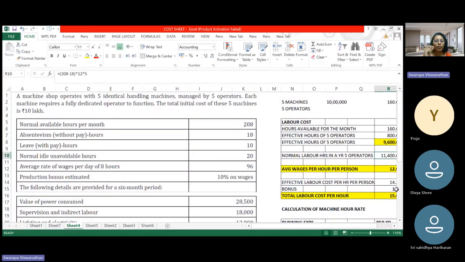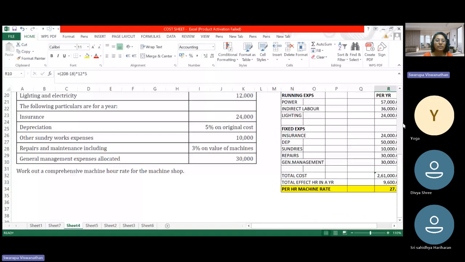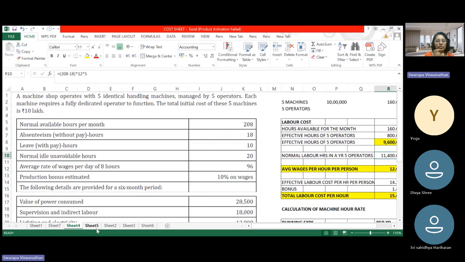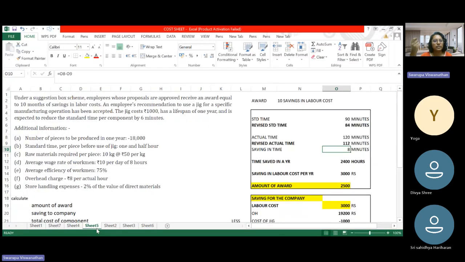So these are some points that you have to remember while you read the question itself. If you see this pattern, it should click that I have to calculate the actual time, I have to calculate the effective hours, normal hours. So these pointers you have to remember, which are unique for each question.